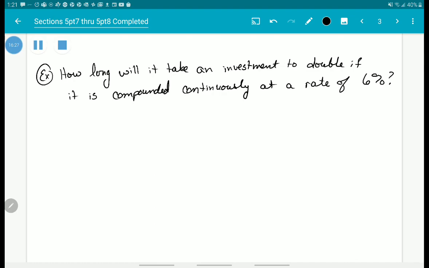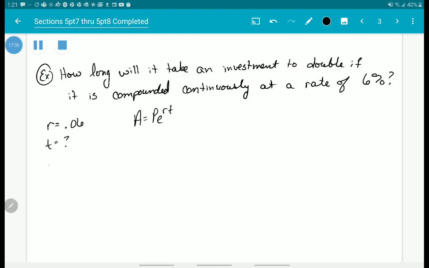Let's look at one more example when we're talking about money, and this is going to look at doubling time. So we want to know, how long is it going to take for an investment to double if it's compounded continuously at a rate of 6%? So let's think about what we know. We know we're using that A equals Pe to the rt, the Pert formula. We know that we have an interest rate of 6%. We also know we're looking for time. So we don't know how much we're starting with. And it doesn't matter how much we're starting with because the time's going to be the same. But we know we want to double it.